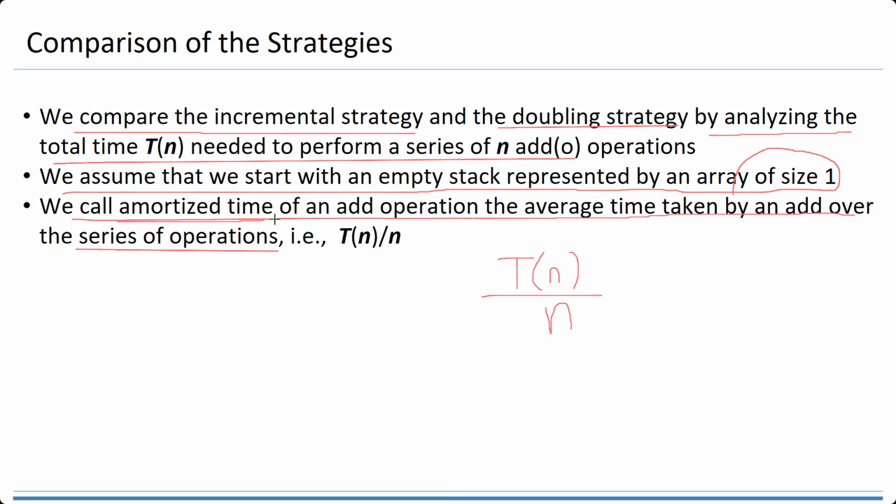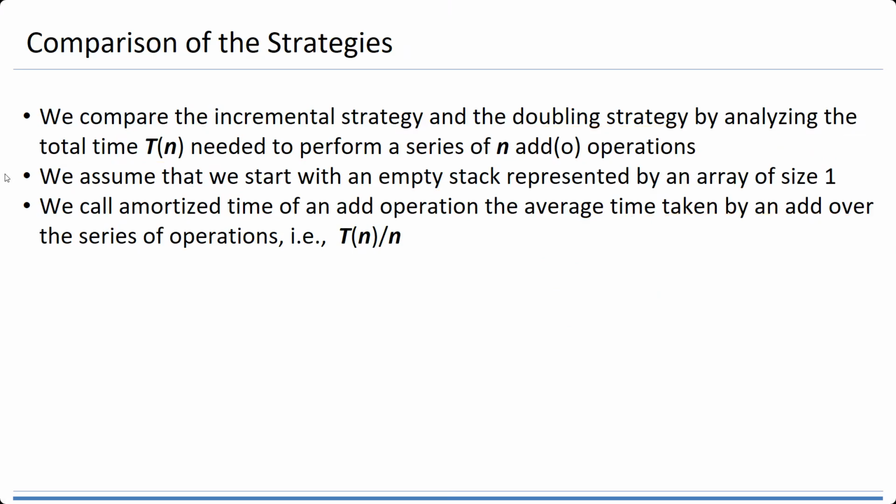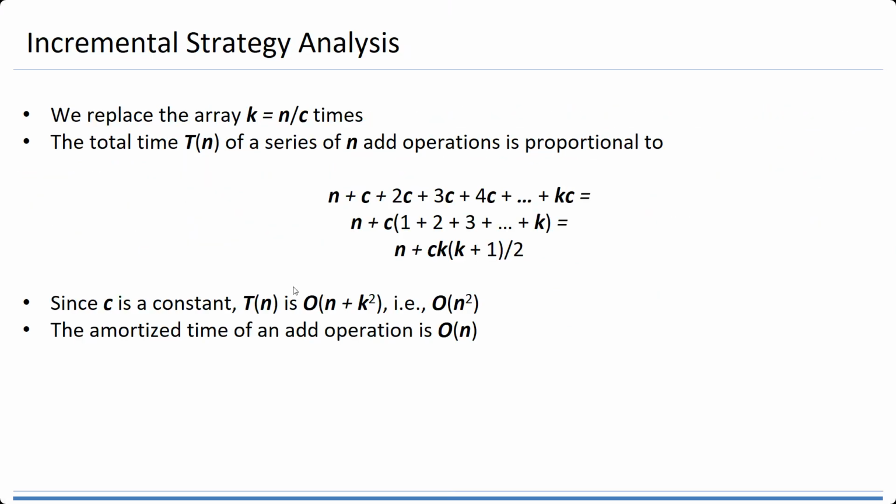Because this is the amortized time. We start from the empty stack with the array size of 1. So let's see. With the incremental strategy, we replace the array k equals n divided by c. So the total time of a series of n add operations is proportional to this.